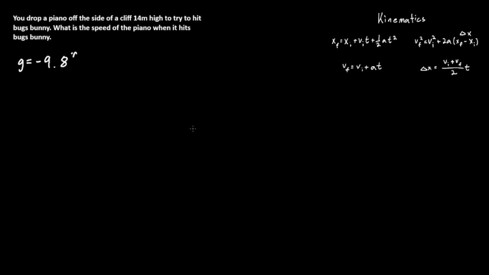Gravity, we can mark down our information here. Gravity is negative 9.8 meters per second squared. So we're definitely going to include direction here. The height you dropped, well, technically, since you're going down 14 meters, your change in position is negative 14 meters. And your initial y velocity is just 0 meters per second since you're just dropping it.